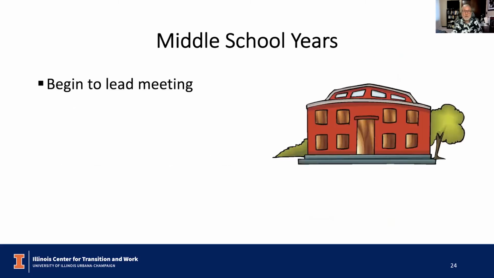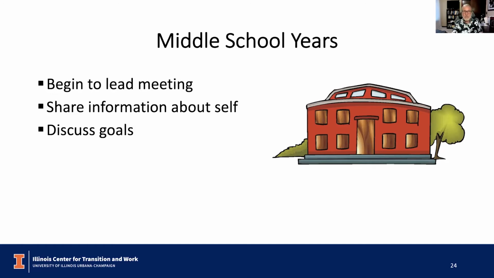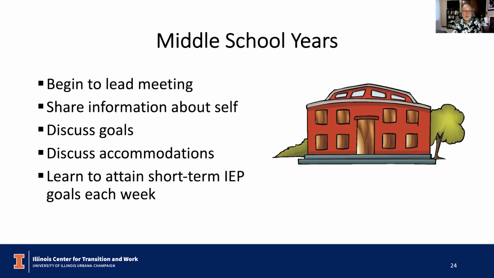By middle school years, students need to begin to lead their own IEP meeting, sitting at the head of the table and going through some steps to help engage their involvement in the IEP meeting. With coaching, of course. It's not anarchy. With coaching, they go through the meeting, share more information about themselves, discuss their goals, their progress on the goals from last year, discuss new goals, look at strengths and needs, discuss possible accommodations, and then learn to attain short-term IEP goals each week.